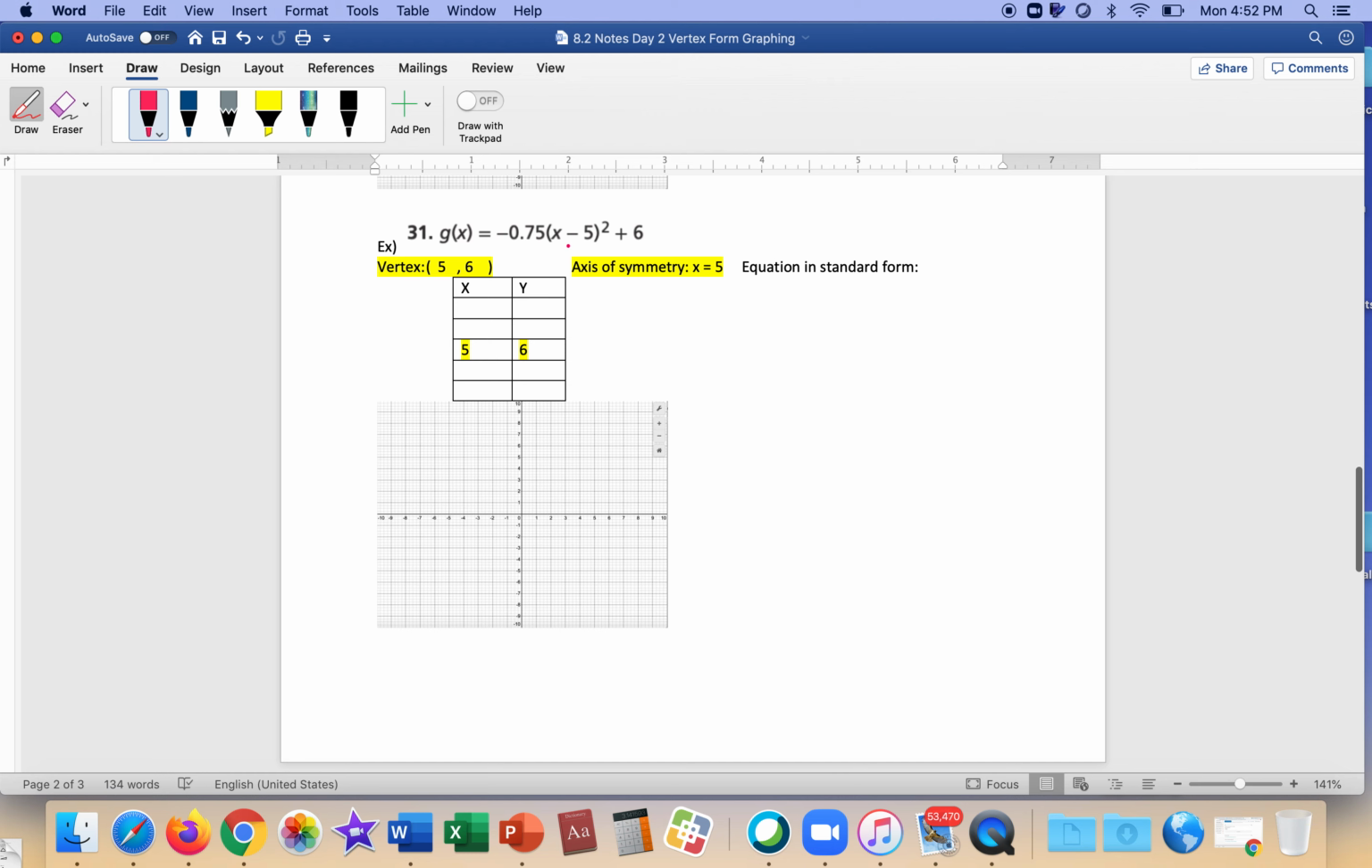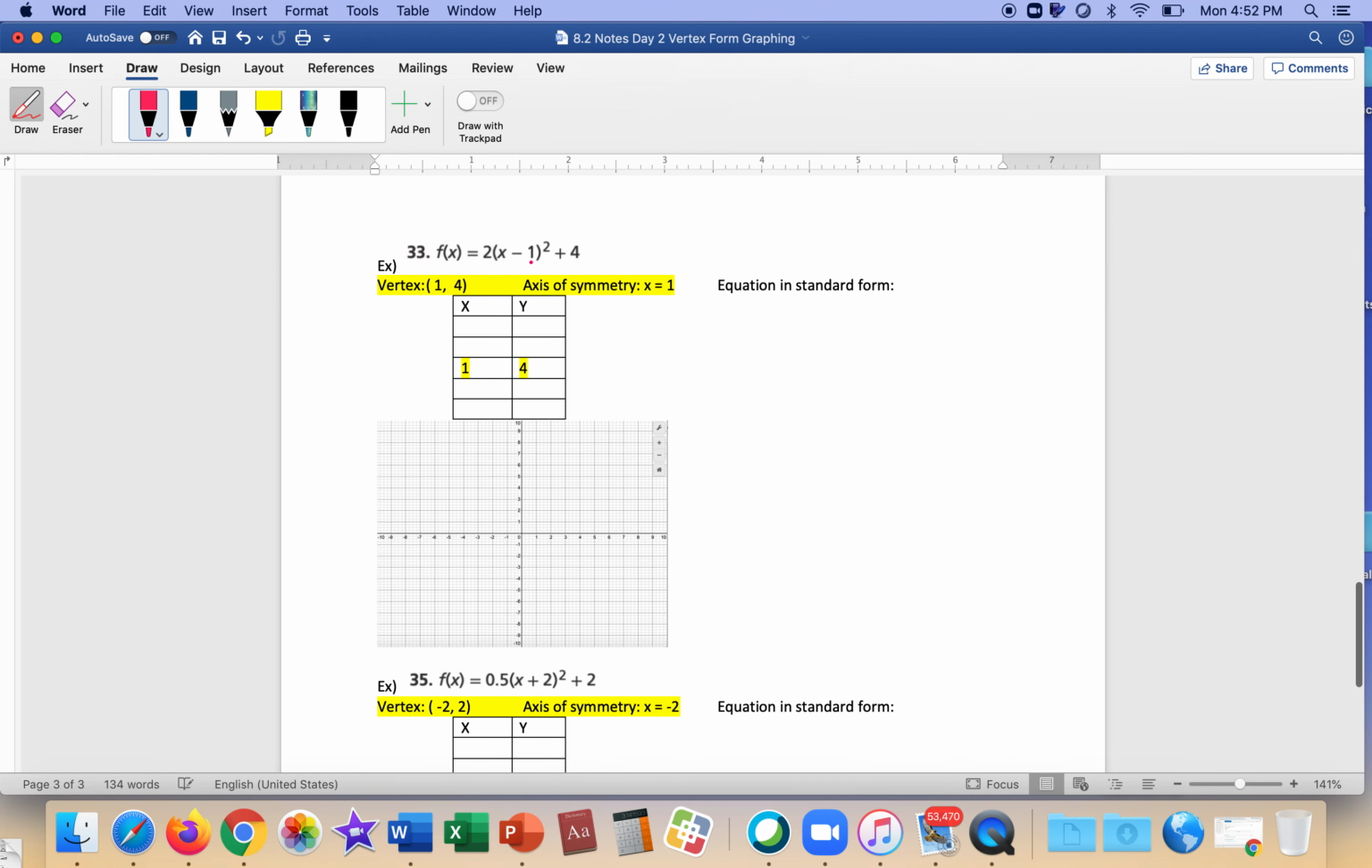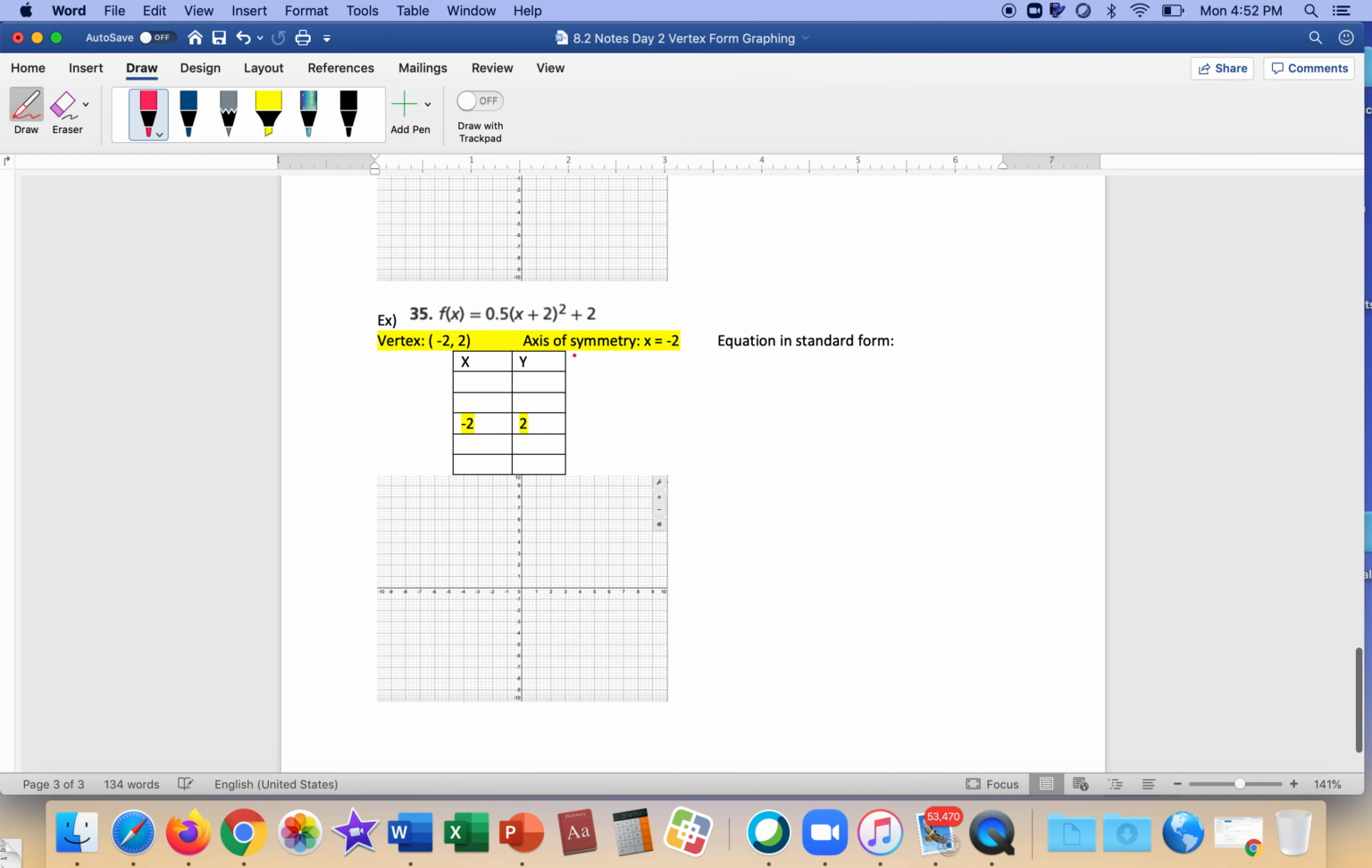Look at the next one. Opposite of inside, so opposite of negative 5 is 5, comma, number on the right. It's called vertex form because you look at it and you see the vertex. Let's look at 33. Opposite of inside would be 1, comma, number on right, 4. You see the vertex when you look at it. Then 35. Opposite of inside would be negative 2, comma, number on right is 2. It's in vertex form, so you look at it and you see the vertex.